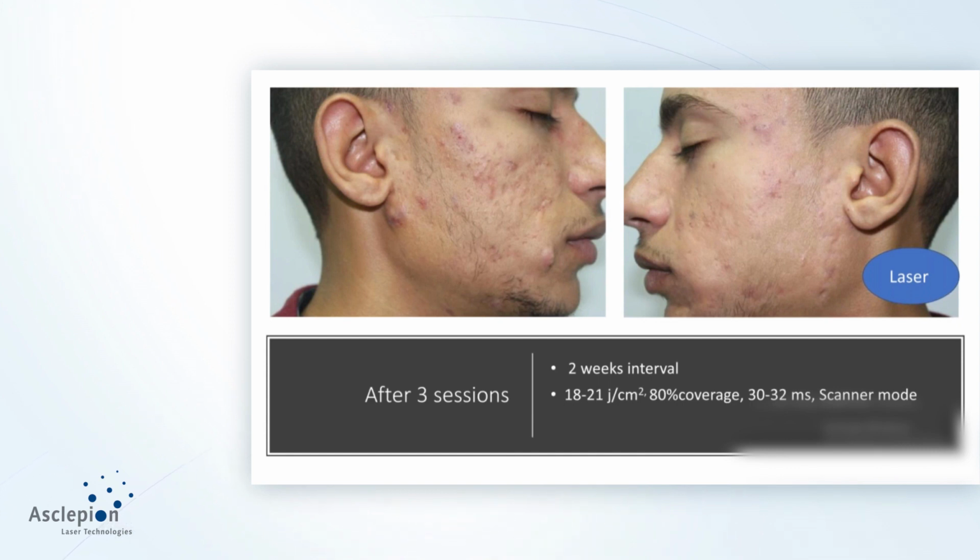Coverage, it's better to do 80% coverage. Why? To allow renewal of the skin in between, like what we do in fractional laser. The pulse duration starts from 30 to 32. Pulse duration is better increased with higher photo skin types, or dark skin types. Most of our patients have skin types 4 or 5, so it's better for the pulse duration to be prolonged. And we use scanner mode. After 3 sessions, improvement occurs.